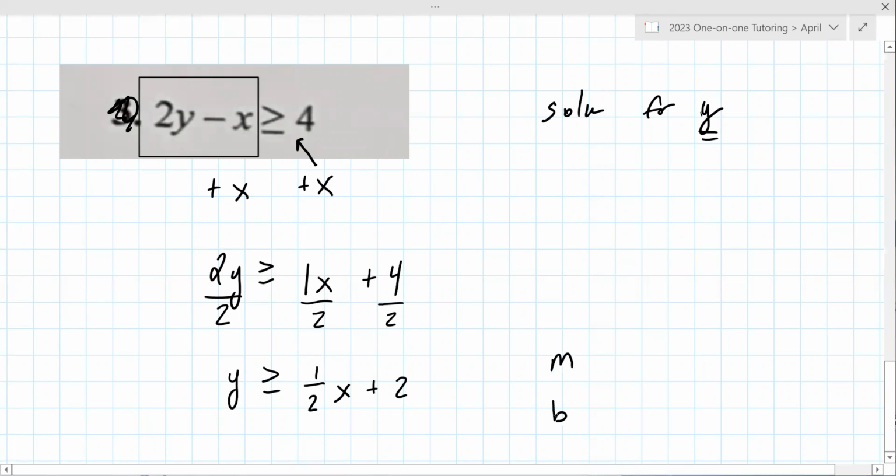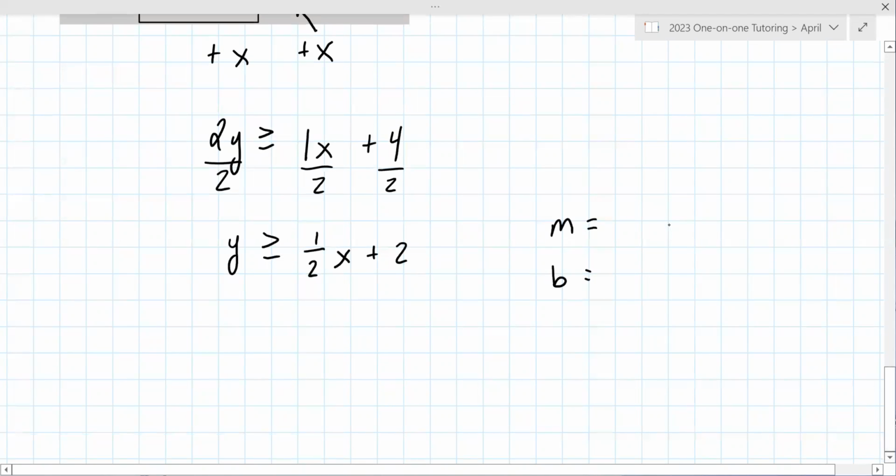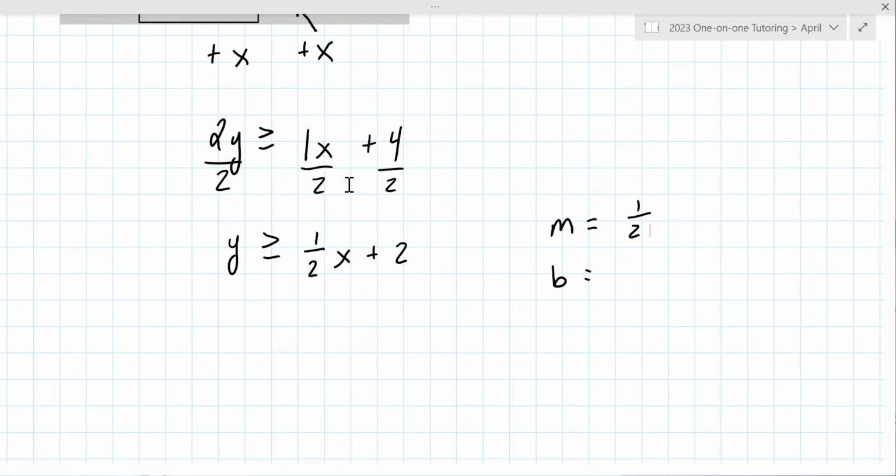Now I want the slope and the b value, please. So the b value will be 1/2. Nope, it won't be. The slope is the number in front of x, to the left of x. The slope would be 1/2. It's whatever's to the left of x, which in this case is a fraction. It's the whole fraction. And then the b value would be 2.